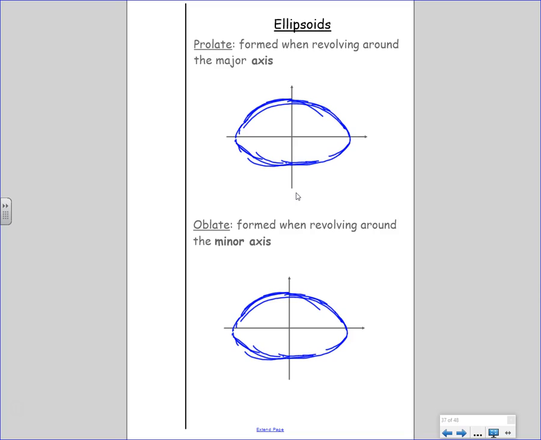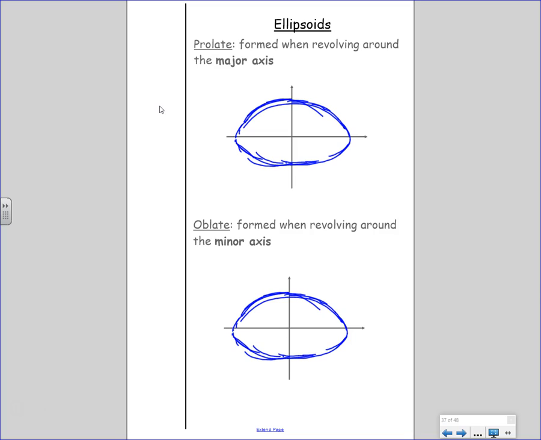Ellipses have two different axes, major and minor. So check out the prolate. Prolate are supposed to go around what axis? Major. Prolate supposed to go around the major axis. That was supposed to be bold. Don't know why it's not. There we go. Prolate supposed to go around the major axis. You can think oblate like obtuse, or oblate, probably the better way of saying it. But oblate, like obtuse, goes around the minor axis.